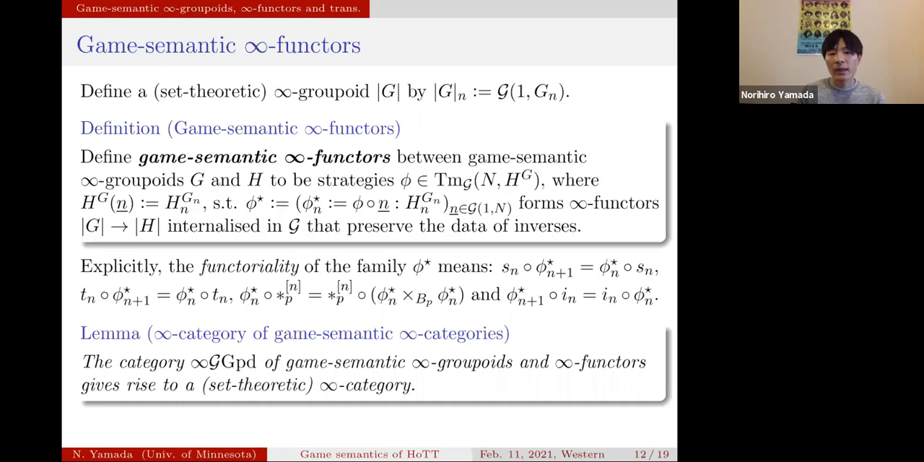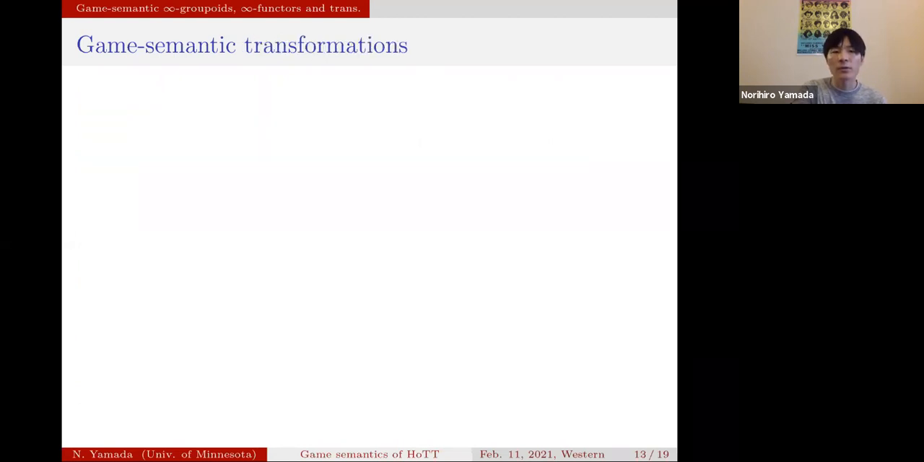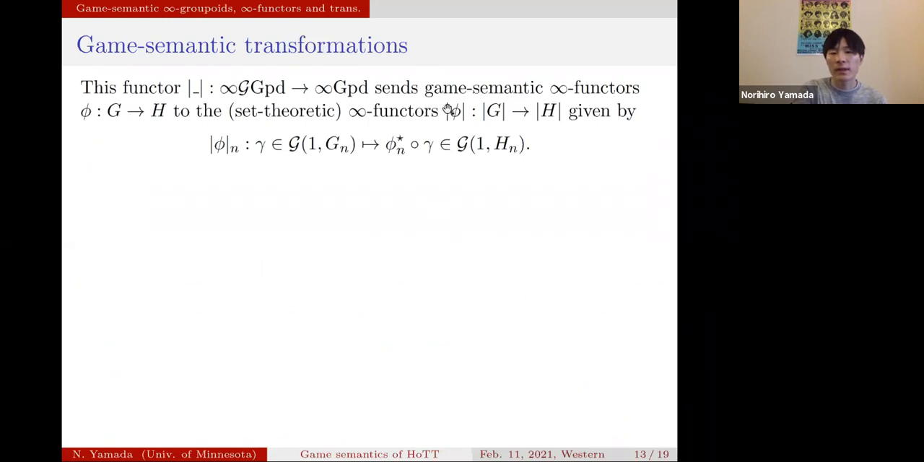And here's a little lemma. The category, which I write like this, of game-semantic infinity groupoids as objects and game-semantic infinity functors as morphisms can be extended to an infinity category, in which higher cells are a certain notion of internalized natural transformations, which I define in the next slides. But before doing that, let me extend this operation to a functor from this category to the category of ordinary infinity groupoids by defining its arrow map as follows. The arrow map of this functor sends every game-semantic infinity functor phi to the following ordinary infinity functor, which I write phi double bar, namely by the operation of post-composition.